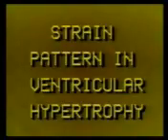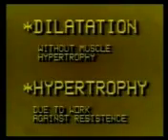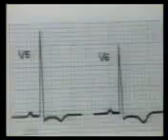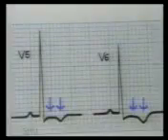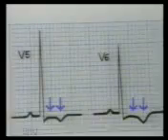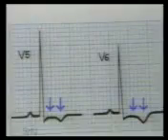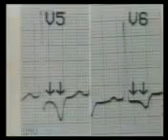Strain pattern in ventricular hypertrophy. Ventricular enlargement is of two types, dilatation and hypertrophy. When the left ventricle has to work against resistance, as in hypertension or aortic stenosis, there will be hypertrophy of its muscle, which will be seen on the ECG as strain pattern in leads V5 and V6. In addition to the very tall R waves, the ST segment is slightly depressed and the T wave is inverted. This is the strain pattern that indicates hypertrophy of the left ventricle.